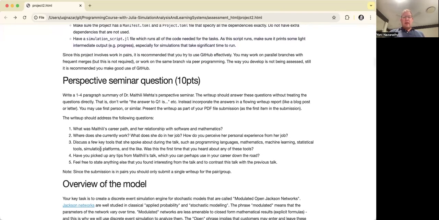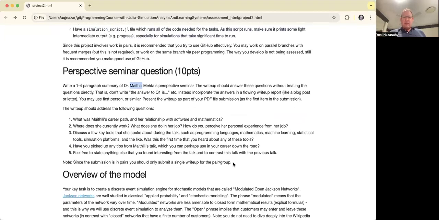Now, there's also a tag-along task, which is the perspective seminar by incredible Dr. Mehta. Just follow that seminar as you did at the start of the course.